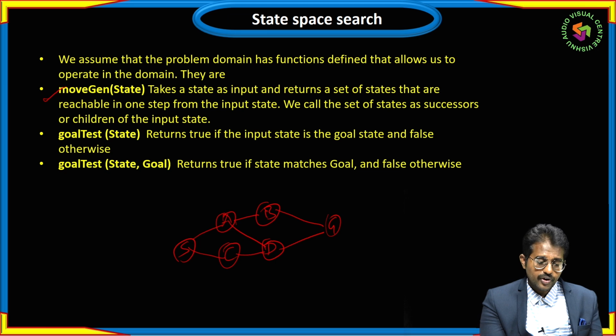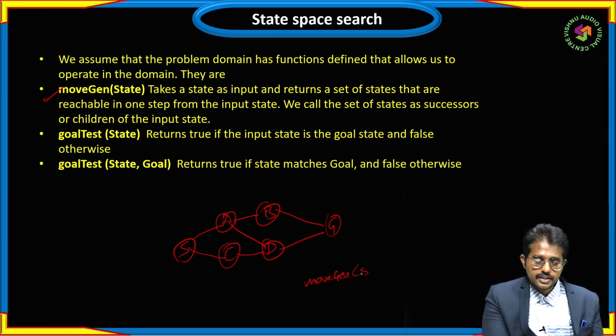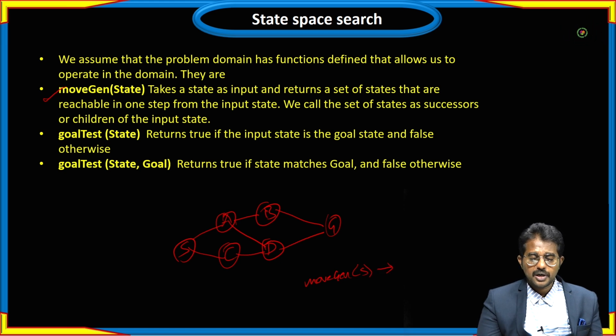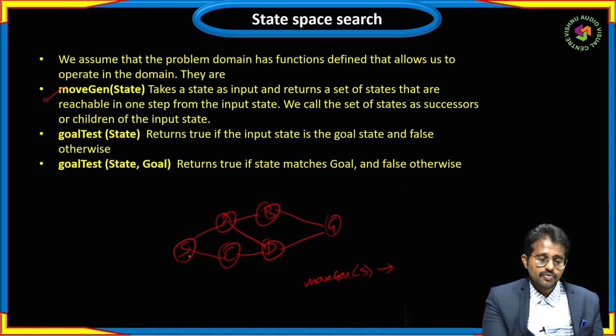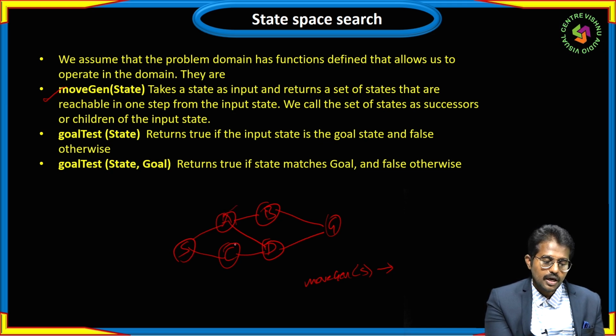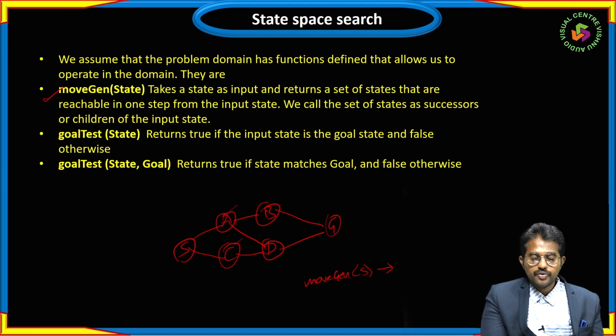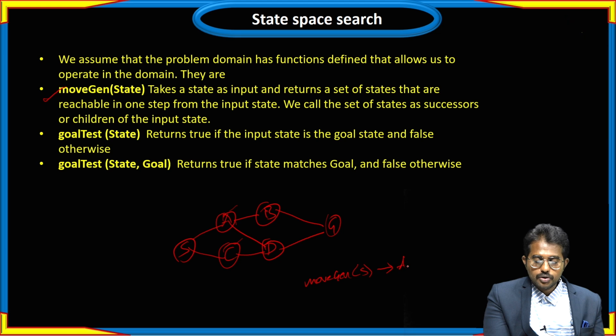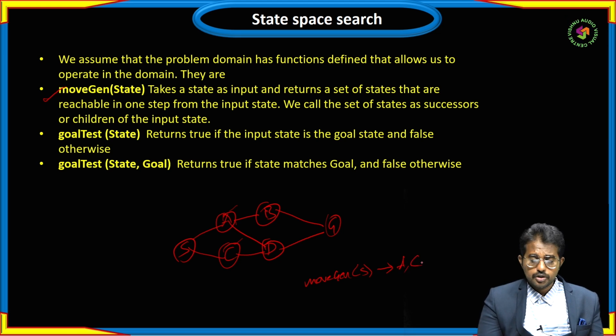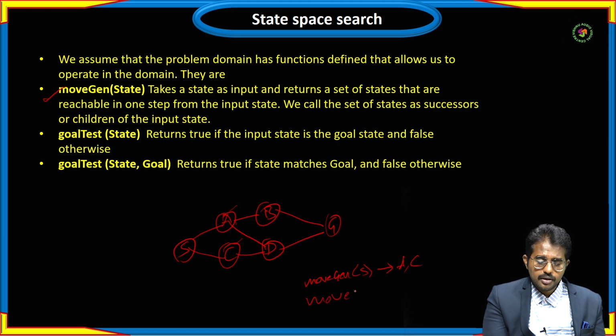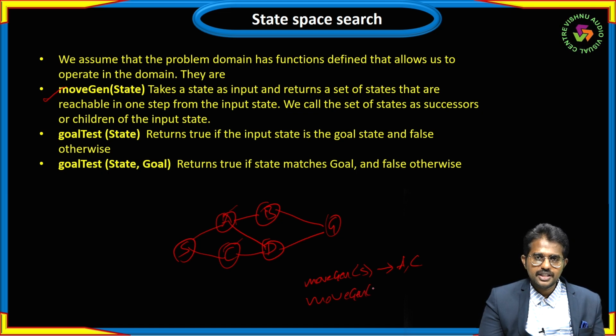So for example, if I give move gen of S, then the output of this function will be the neighboring or adjacent vertices of S, that is A and C. So if the move gen function is applied on S, then the output will be A and C. Similarly I can apply any state as the input for this move gen function.